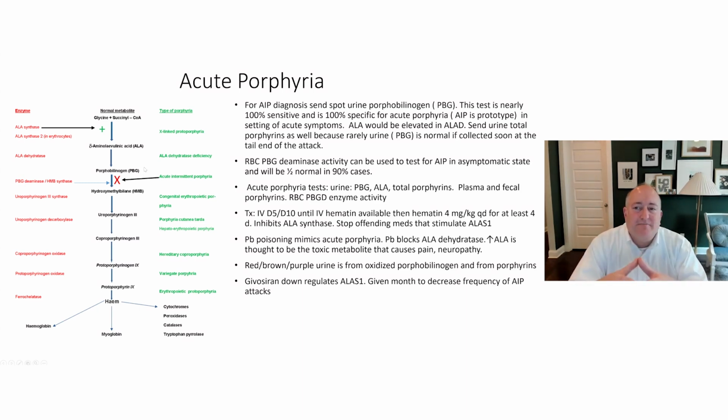So if you suspect a patient coming in with recurrent abdominal pain and neuropathic symptoms, the best test is a urine porphobilinogen. And that is a really great test. It's 100% specific for one of the acute porphyrias. So if the patient comes in and they have an elevated urine porphobilinogen, you're done. You've actually made the diagnosis of acute porphyria. Most likely it'll be AIP. There are some other tests that can be sent to sort it out.